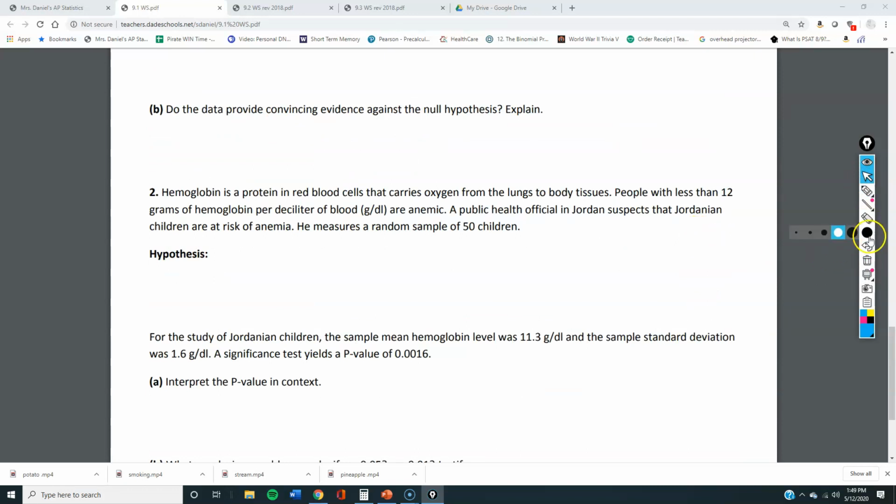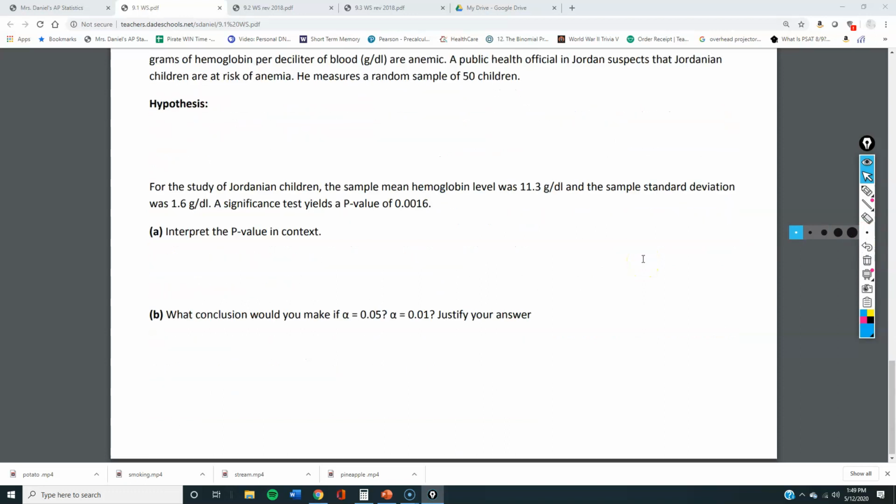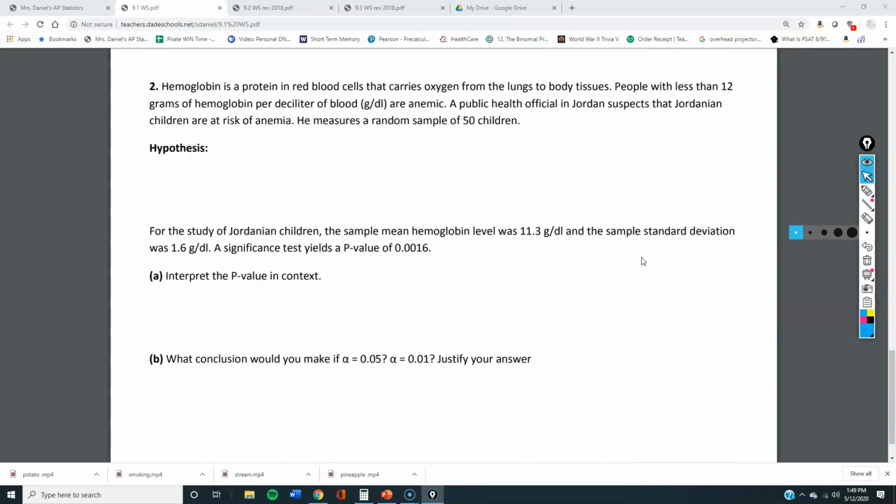Oh, let's just talk about one more. Hemoglobin. Hemoglobins. Alright, pause it, read it. I've already done it all. So our mu we're looking for is the true hemo level.